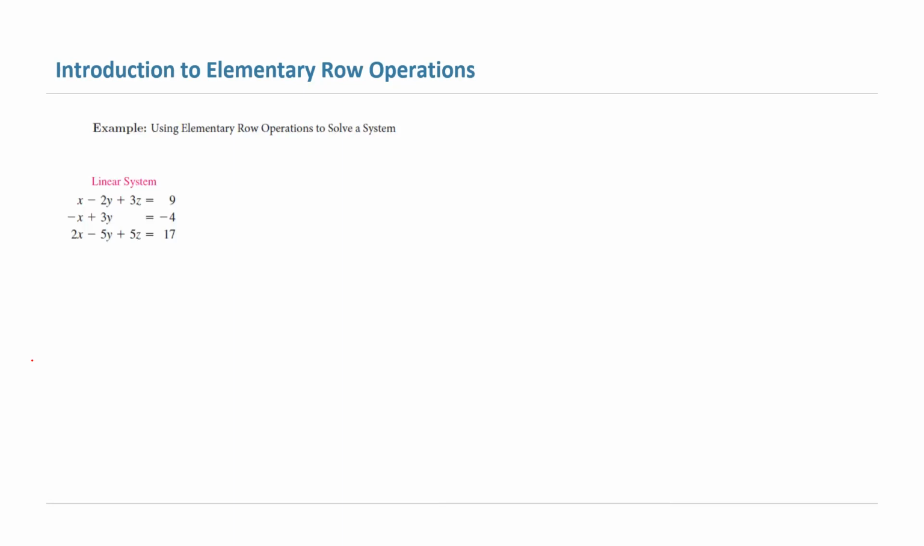Now, what if we want to use augmented matrix? When we look at our system of linear equations, the equivalent augmented matrix is 1, negative 2, 3, and 9; negative 1, 3, 0, negative 4; and then you have 2, negative 5, 5, and 17. Basically, all the coefficients along with the constant terms.